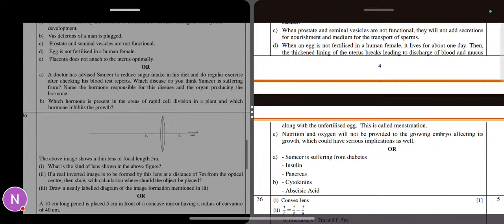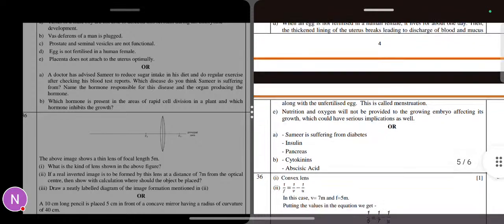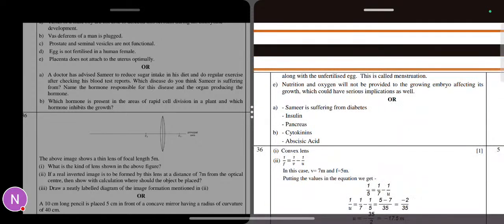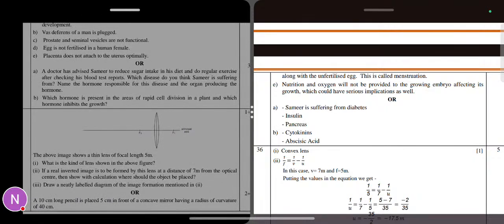36th question. Here the above image shows a thin lens of focal length 5 meter. So what is the kind of lens shown in the above figure? It is a convex lens. And if a real inverted image is to be formed by this lens at a distance of 7 meter from the optical center, then show with the calculation where the object should be placed. Draw a neat labeled diagram of the image formation mentioned in 2.